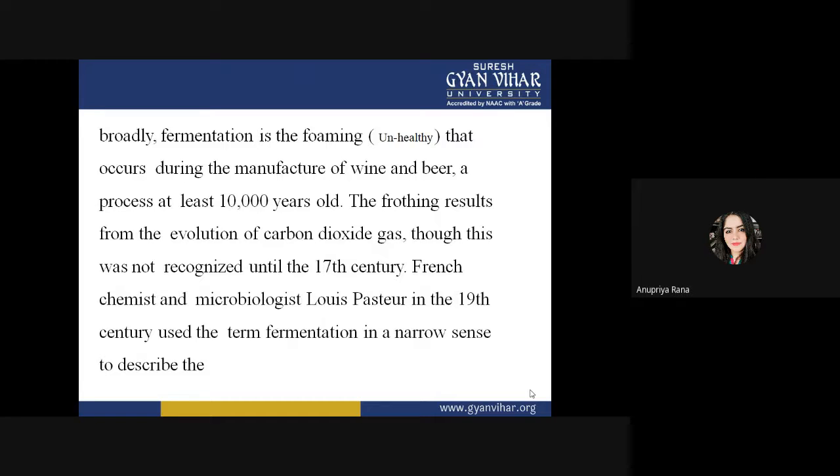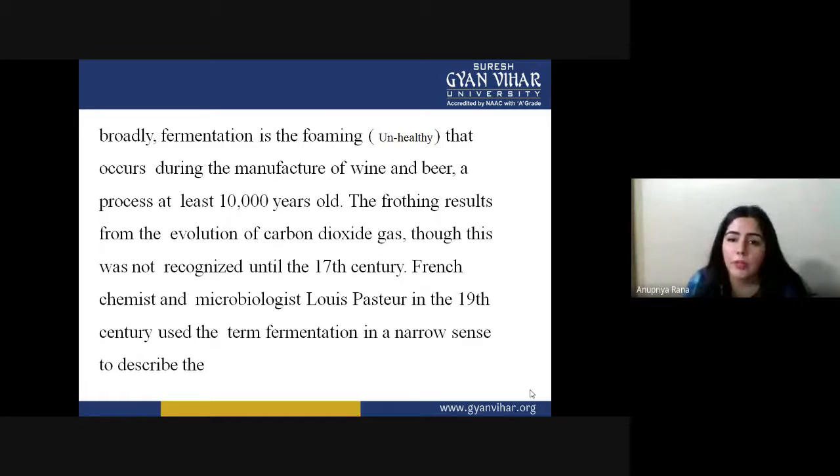The frothing results from the evolution of carbon dioxide gas, though this was not recognized until the 17th century. But we know that something was there a very long time ago, and we don't have proper evidence of the fermentation process. Is the fermentation process actually present as far back as 10,000 years ago?